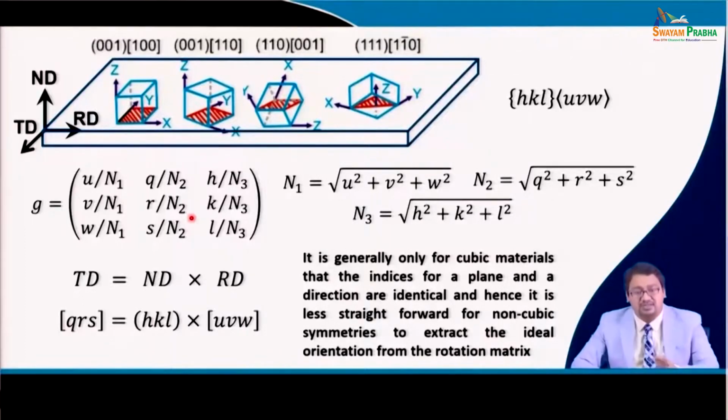So, one should remember that this relationship of the orientation matrix with the HKL, UVW and QRS, that is the important sample reference direction in terms of crystal orientation, is basically for the cubic system, and for the non-cubic system it becomes a little complex.